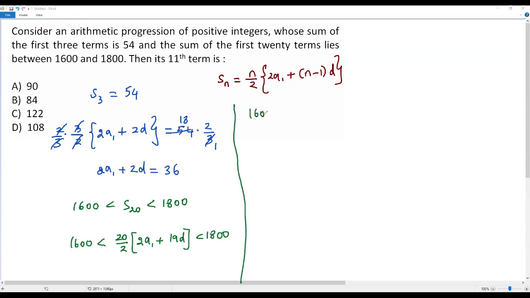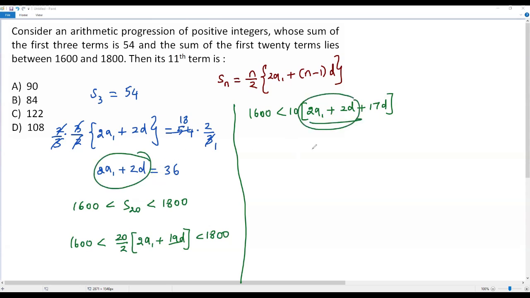Let me continue. When I divide 20 by 2, I get 10, so 1600 less than 10 times 2a1 plus. I'm going to split up this 19d as 2d plus 17d. Even if I add 2d and 17d, I'm still getting 19d. Why should I split up this 19d into 2 parts, 2d plus 17d? Because I have the value for the expression 2a1 plus 2d, that is 36. If I want to use the value 36, I need this expression. For that purpose, I'm splitting up the 19d into 2d plus 17d, so that I get this expression exactly over here, and I can plug in the value 36.